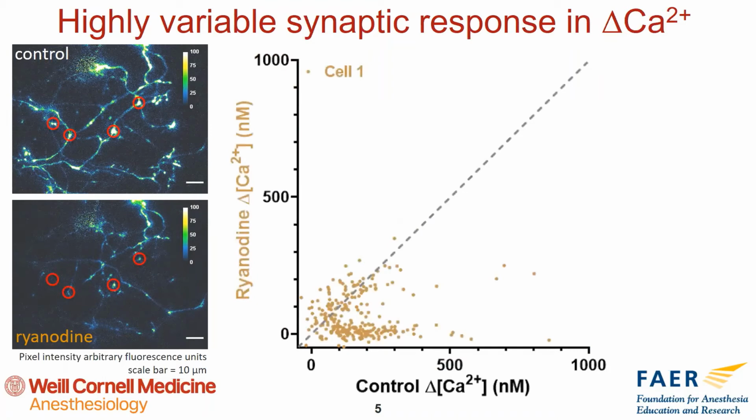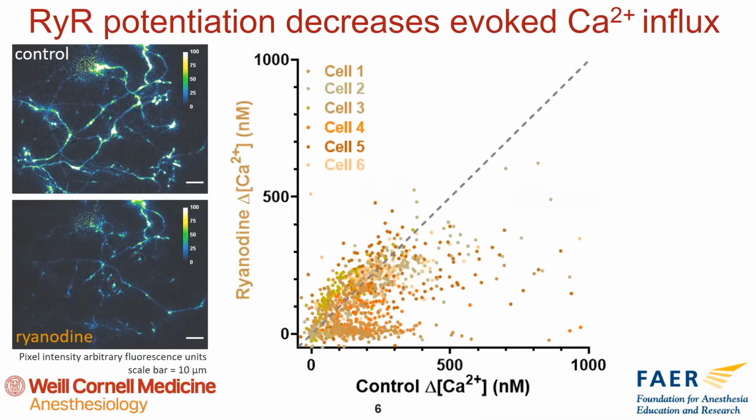Each dot on this plot represents the net calcium influx response of a single bouton before and after ryanodine treatment. The dashed line is a slope of 1, such that data points to the right of this line represent inhibition of calcium influx by ryanodine treatment, and points to the left represent an increase in calcium influx. This trend of substantial synaptic variability was evident in all the neurons studied.